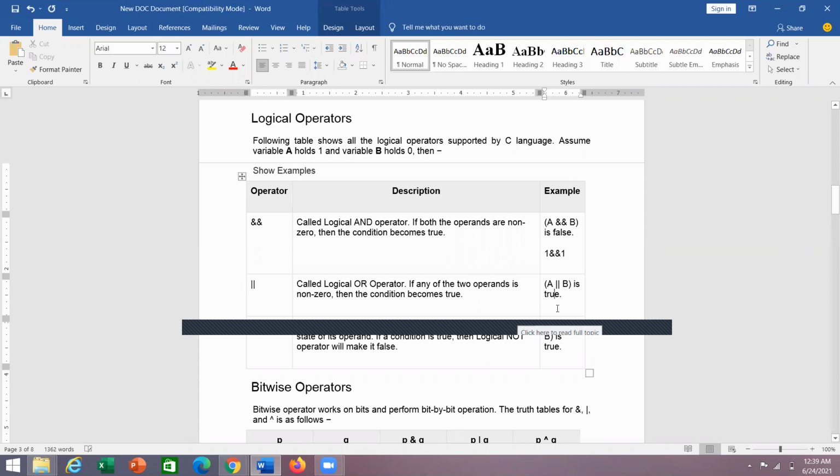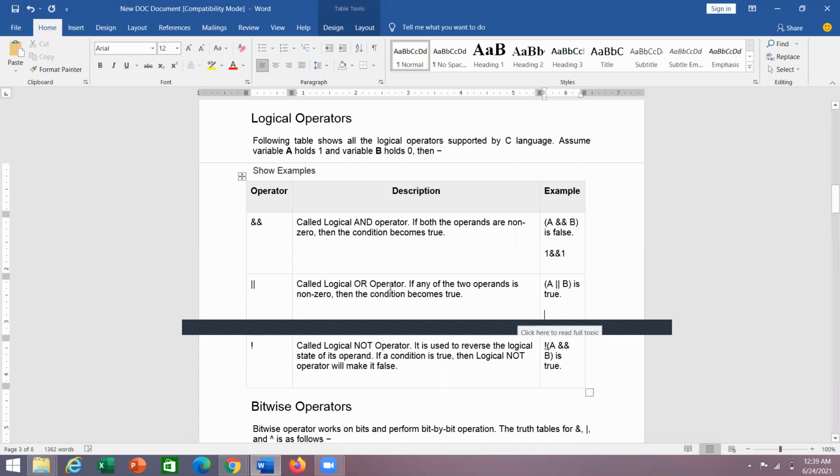And next, not equal to zero means a value should come. Here it's called the logical OR operator. That means any one, for example, if you take two conditions, A is one condition and B is the other. If either A is true, it becomes true. If B is true, it becomes true. If any of the two operands is non-zero, then the condition becomes true.